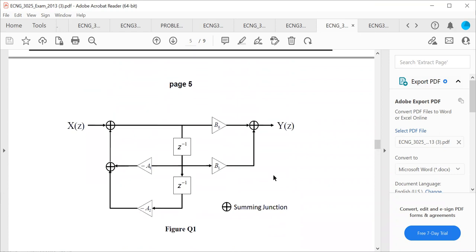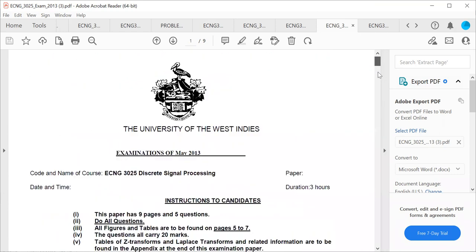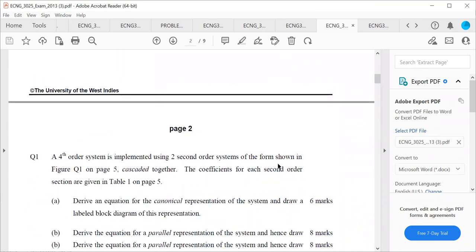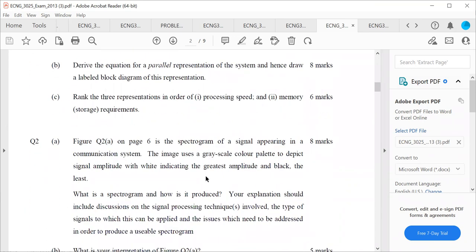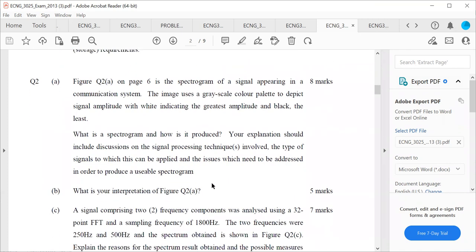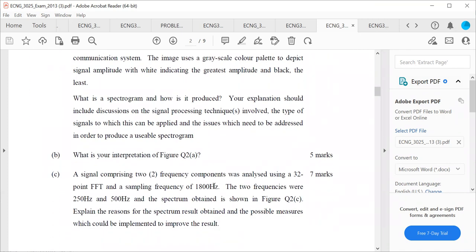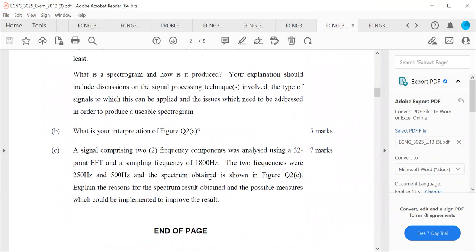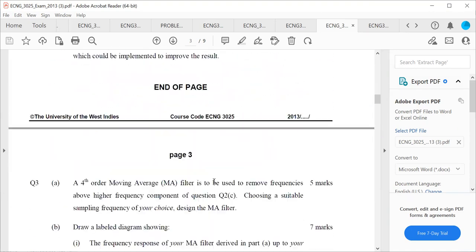Right, so this one, let me go back to it. You know, different ways of asking similar things. What is a spectrogram here again? How you interpreted that? Well, I told you that. All right. Figure 2C.